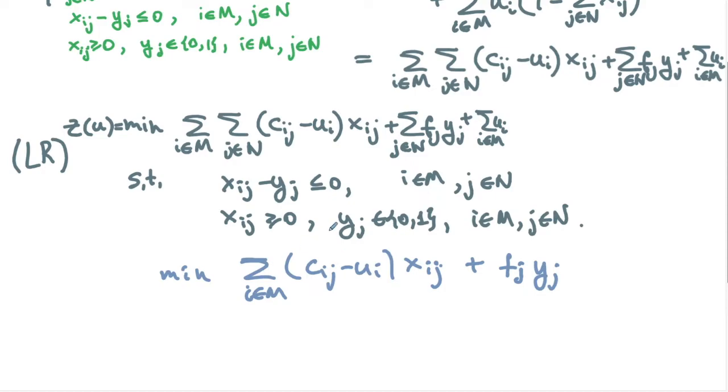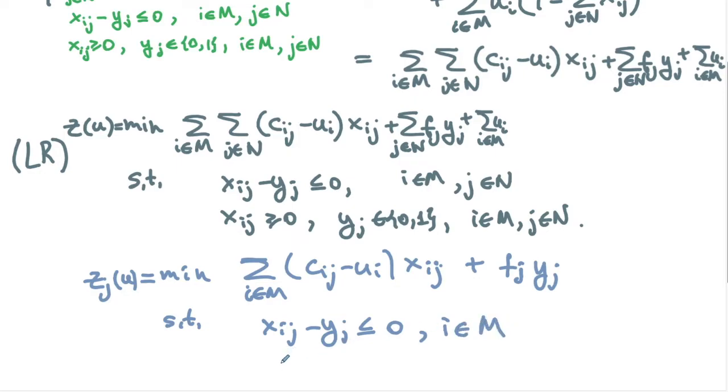and then let's ignore the summation of u_i for now, but let's denote the minimum of this problem by z_j(u), and the constraints will be x_ij minus y_j less than or equal to 0 for i in M, and y_j is a binary variable, and x_ij are greater than or equal to 0 for i in M.